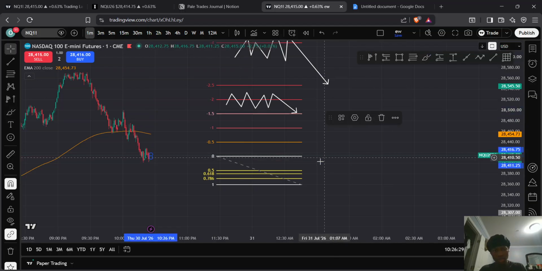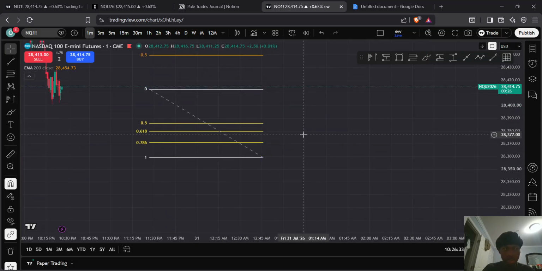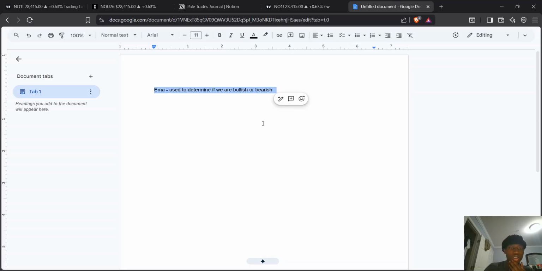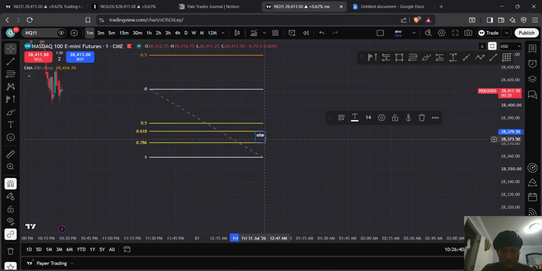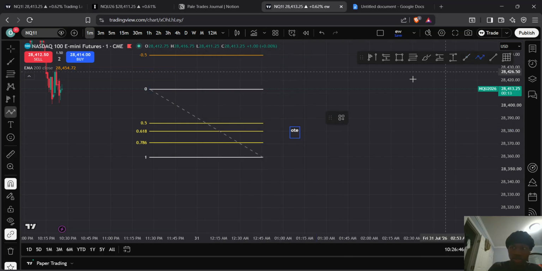So, keeping that into consideration, this right here is called OTE. This is optimal trade entry. This is where we want to be entering our positions.